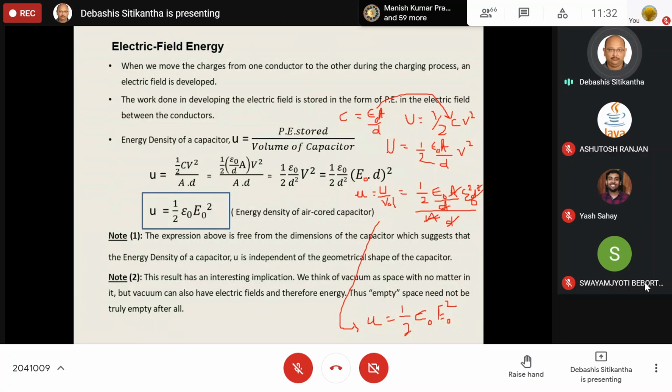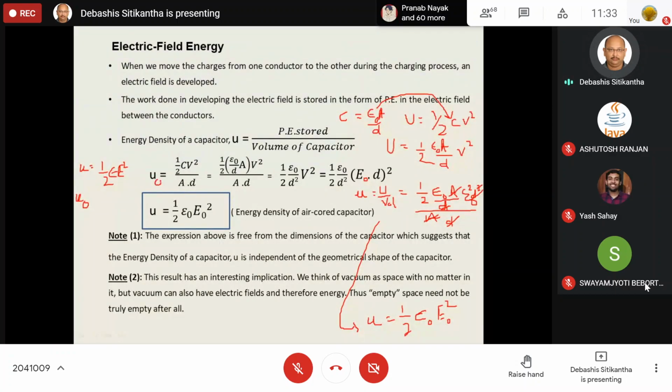Because I am talking now, this E0 is nothing but the electric field inside an air core capacitor. So in place of air, if I am using any other dielectric medium, the expression is going to be U is equal to half epsilon E square. So E is for the electric field of a capacitor with any dielectric medium other than air or vacuum. Whereas your U0, let us write it as U0.